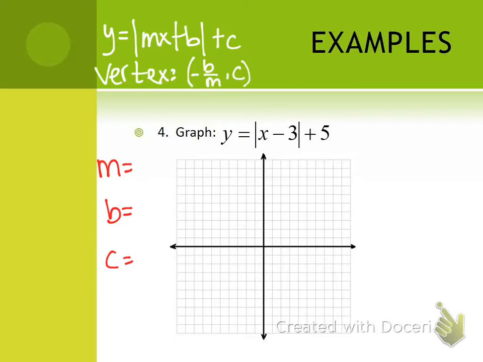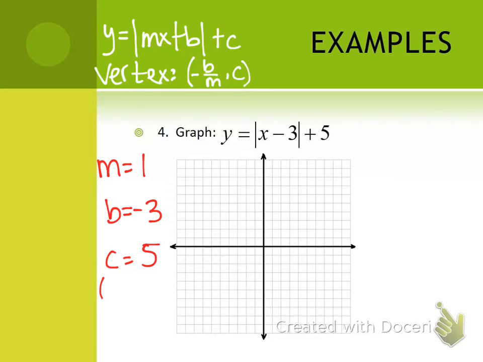Ajaya, what do you think for M? 1, very good. We've got 1x there. Keaton, what about B? Perfect, -3. And finally, Christopher, what about C? Wonderful.